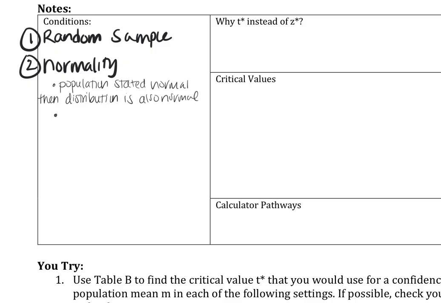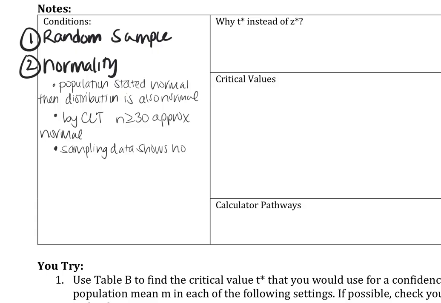Number 2, by CLT, if n is greater than or equal to 30, okay? And you have to state that. And the distribution is approximately normal. And last but not least, we have another option here, and that is that the sampling data shows no strong skew or outliers.